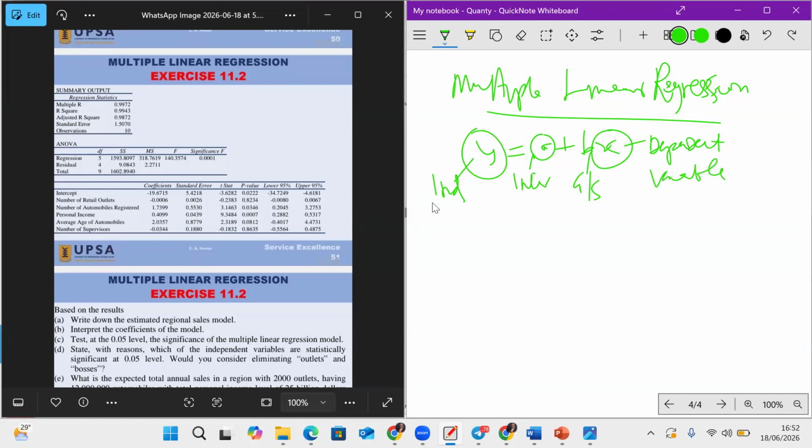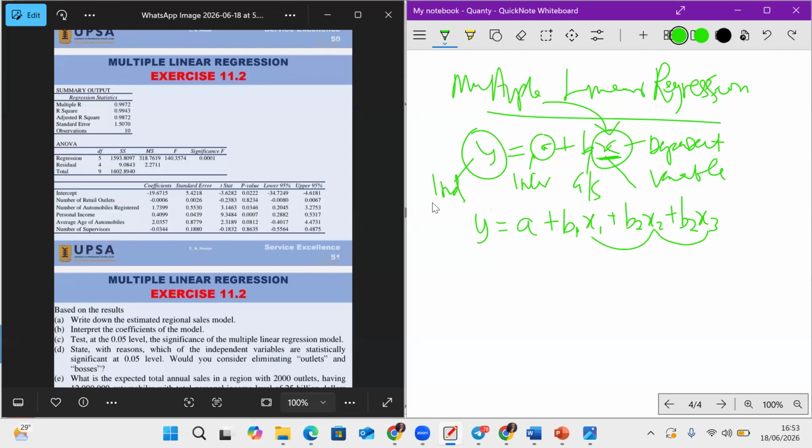But when you say multiple linear regression, it means we still have one dependent variable like y, and we still have the intercept, but the x would be multiple. That's why it's called multiple. This is a single linear regression model. But if it's multiple, then this x will be different. So we are going to have B1x1, then B2x2, then B3x3. That is a multiple linear regression model because the independent variables are multiple.